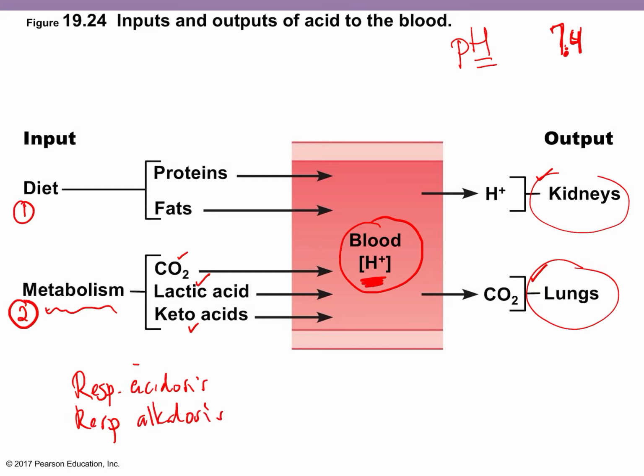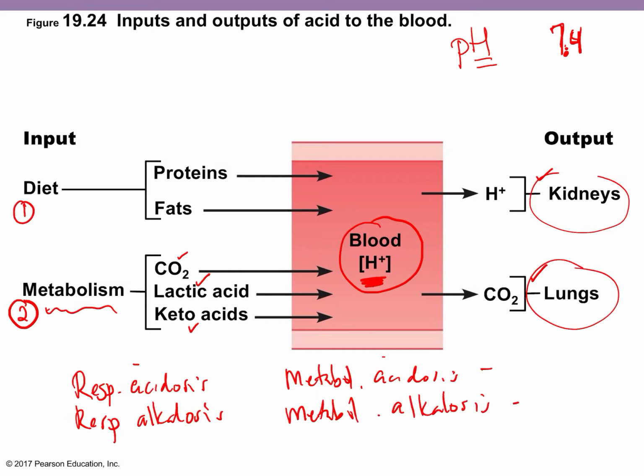Or you can have metabolic acidosis or metabolic alkalosis. Okay, so this pH change is independent of the carbon dioxide concentration. So something else is causing your blood to become acidic or basic. So that's all that letter B was talking about.